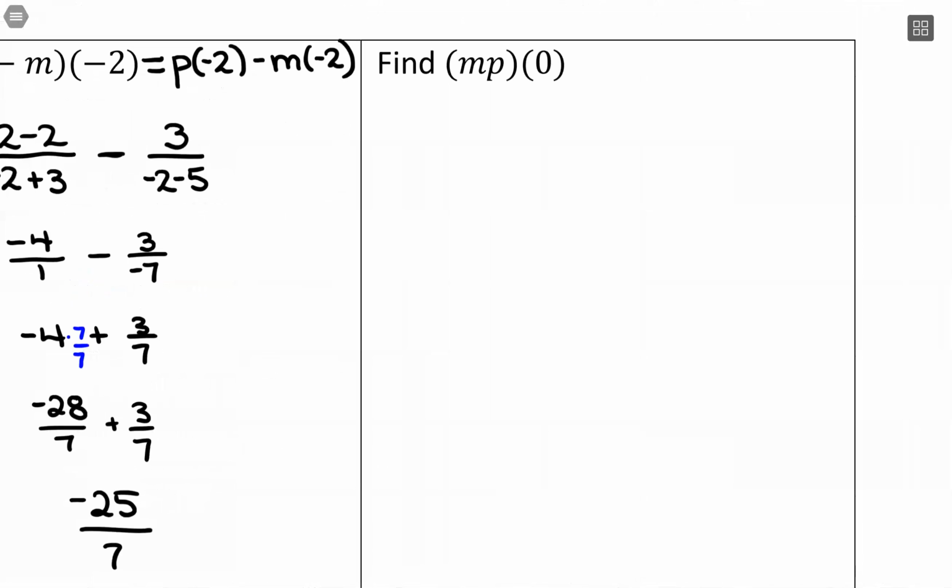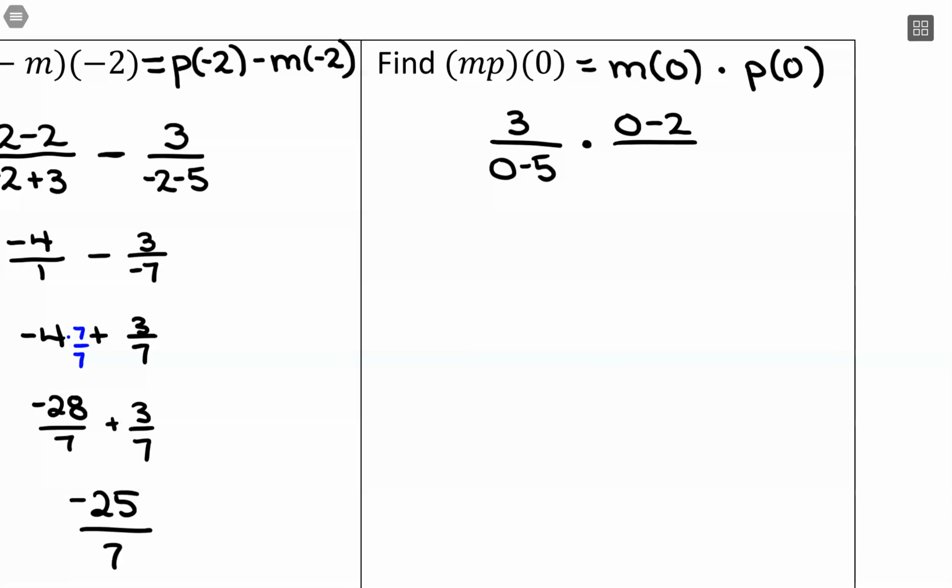Alright, in this next one we're going to multiply the functions, and we'll have an input of 0. So we're taking m of 0 times p of 0. So m of 0, we'll have 3 over 0 minus 5, and we're going to multiply that with 0 minus 2 over 0 plus 3. So for the left-hand factor, we'll have 3 over negative 5, so we'll have this negative 3/5 and then times negative 2 over 3.